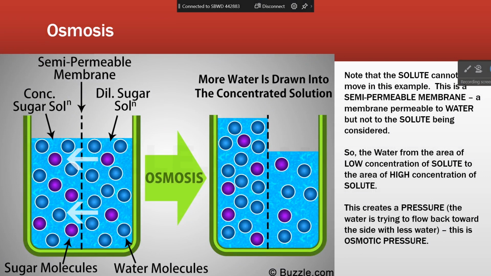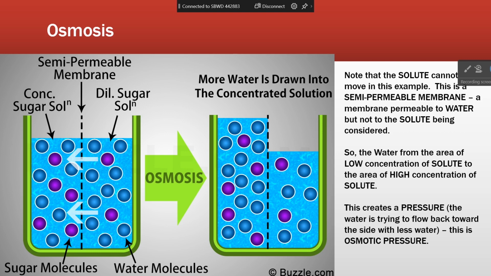Osmosis in a picture. We have water and we have solute. Okay, in this case it's sugar. The solute molecules are purple and the water molecules are blue. Down through the middle of this system, we have what's called a semi-permeable membrane. This is a fake cell membrane, essentially. We're going to talk a lot about membrane tomorrow, but one of the characteristics of a membrane is that it lets some things pass, but not other things pass, right?